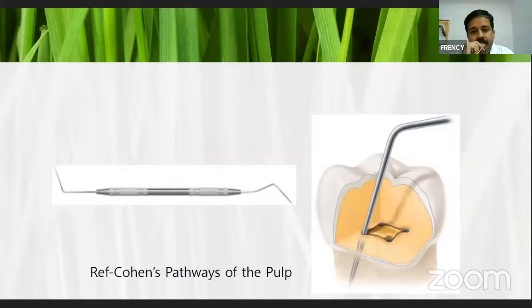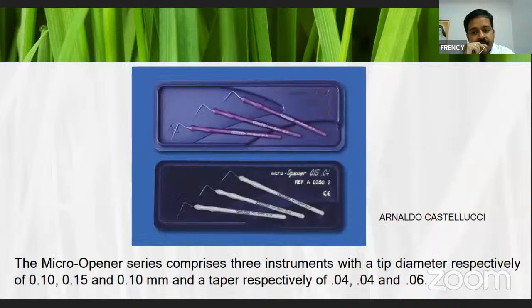Then the DG16 explorer actually helps to locate the canal. Then micro openers are available. They are basically 4% and 6% taper devices. Sizes are available like 10, 15. They can be used in difficult access areas to open the canal orifices.